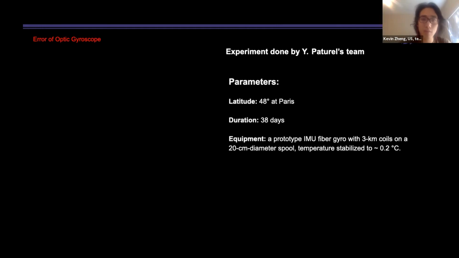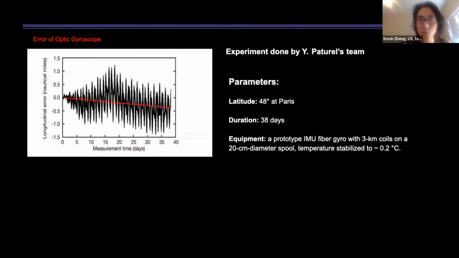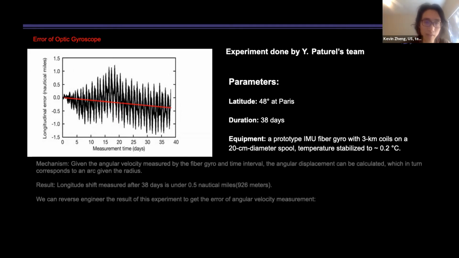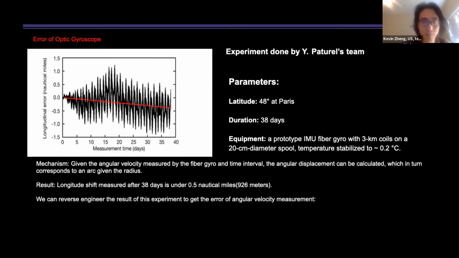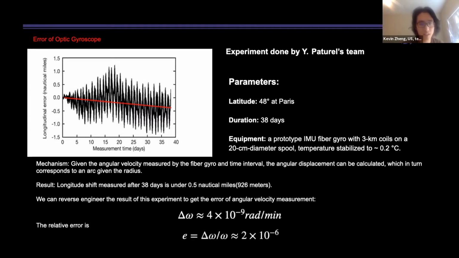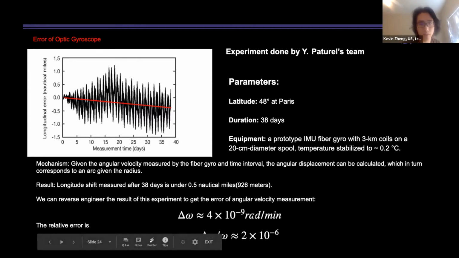First, we take the data from the experiment done by Y. Pechurev's team. What they basically do is measure the angular velocity by the gyroscope and take time as a non-variable, and they measure the angular displacement, and they got a very small error. We can reverse engineer the result to get the error in the measurement of angular velocity. It turns out that this error is quite small. It's 2 multiplied by 10 to the negative 6.